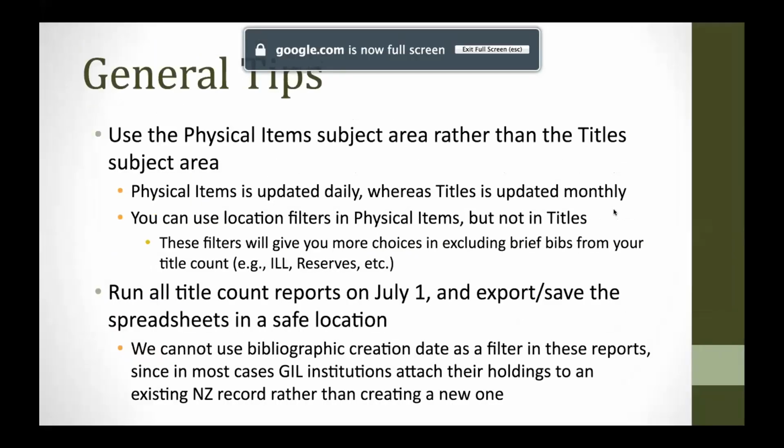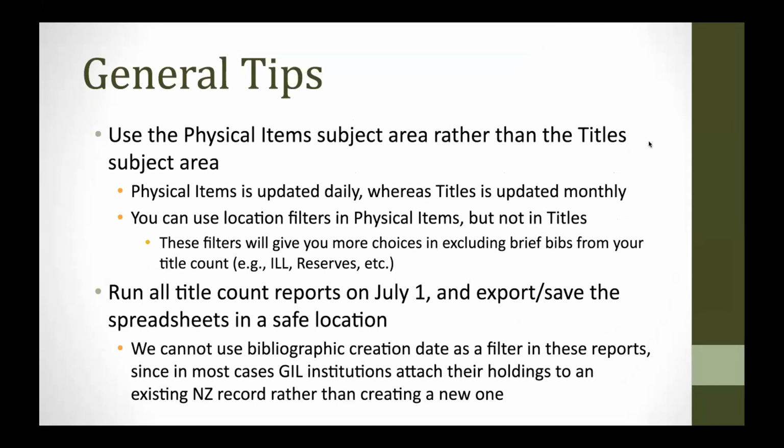Okay, as far as general tips when you're getting started with this, my recommendation is to use the physical item subject area rather than the title subject area. Here's why. Physical items is updated daily through the ETL process that runs every evening, whereas the title subject area is updated on a monthly basis. So it's a little more current to use physical items. Also, you can use many more filters in physical items: location filters, and of course item material type and item policy. It's just a little bit more control. That's why we use physical items here.